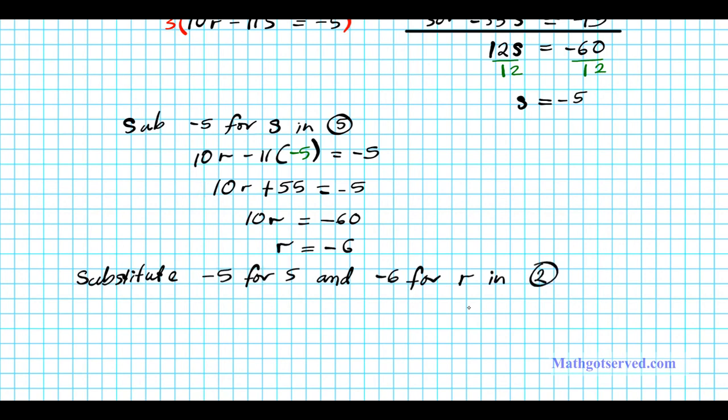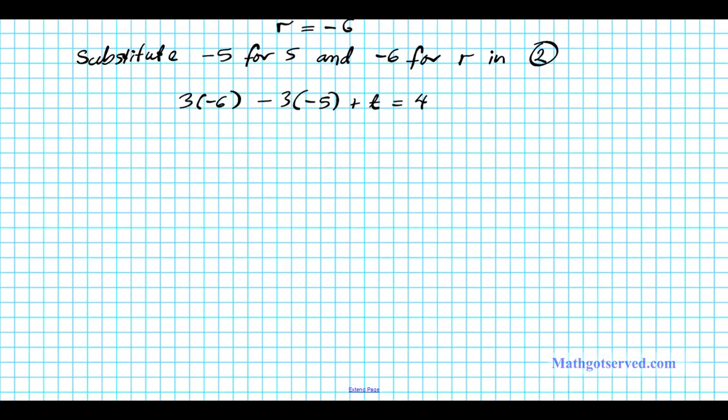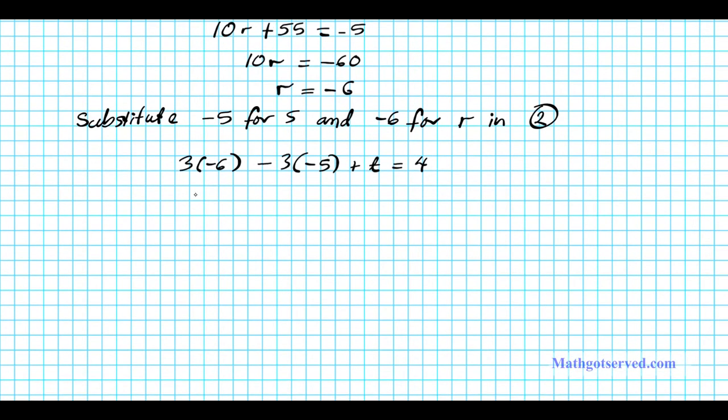All right, so if we do that, we're going to have 3 times negative 6 minus 3 times negative 5 for s plus t equals 4. All right, let's go ahead and finish this off. We'll simplify it. We'll have negative 18 plus 15 plus t equals 4. Combine these two, you have negative 3 plus t equals 4.